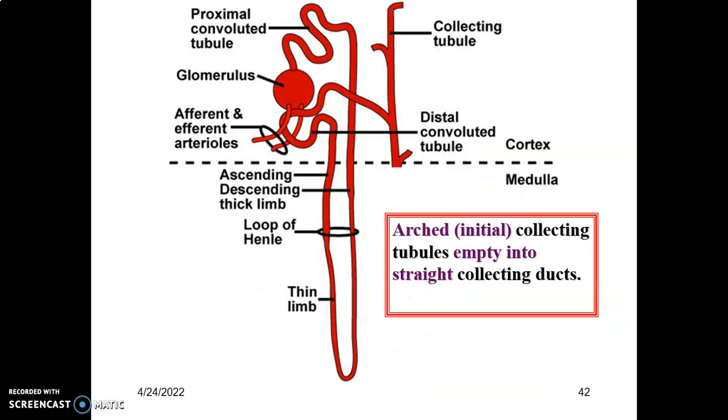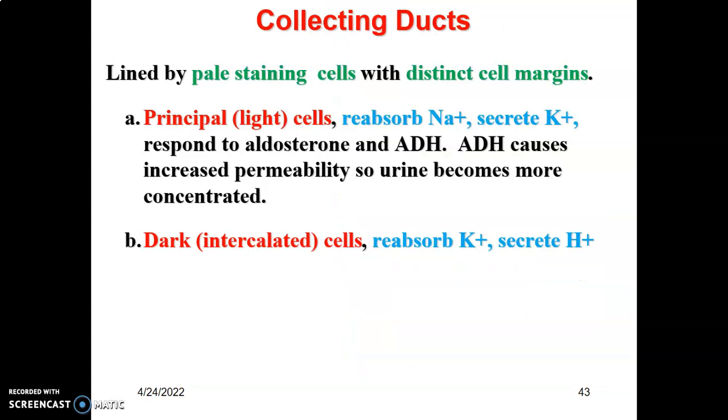So then we go to the collecting tubules. These usually empty into the collecting ducts, and the ducts are usually lined by pale staining cells with distinct cell margins. So you have two types of cells: the principal cells that reabsorb sodium and secrete potassium at the same time. This is in response to aldosterone and ADH, that's antidiuretic hormone. As its name suggests, it's antidiuretic, so it's against diuresis, so it causes increased permeability so that urine becomes more concentrated.